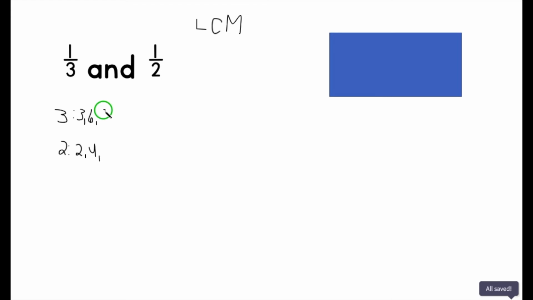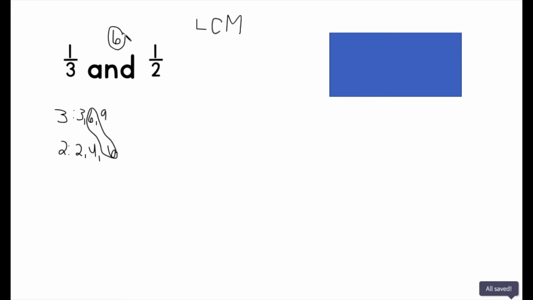3 times 3 equals 9. 2 times 3 equals 6. Do I have anything in common? Looking back through my list, I sure do. They both have a 6 in common. So that means that I'm done and I do not have to continue on in my list. So I have just discovered that 1/3 and 1/2 both have a 6 in common for a denominator.